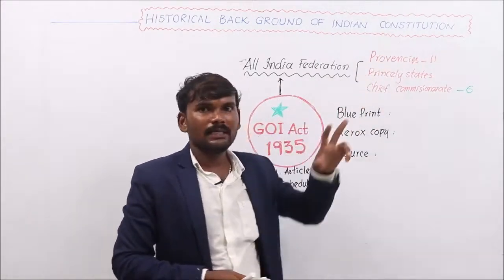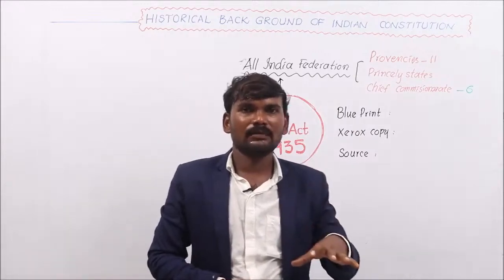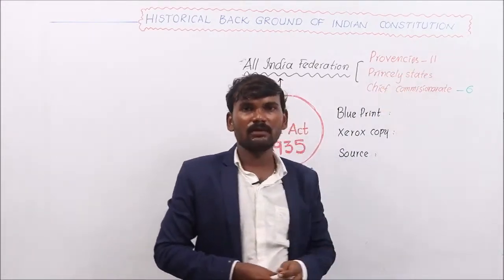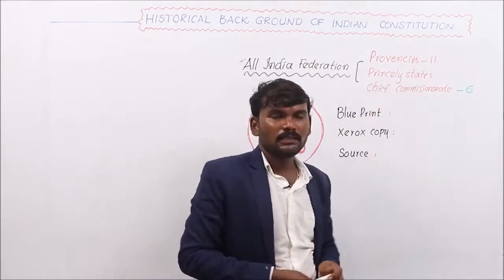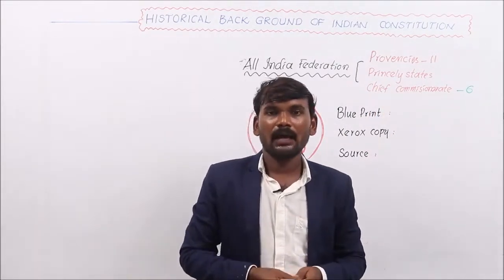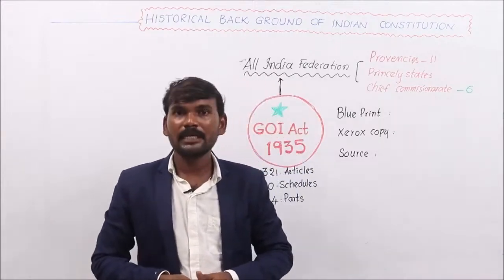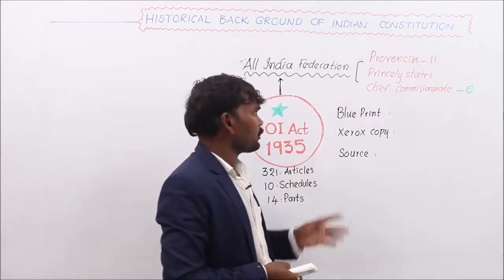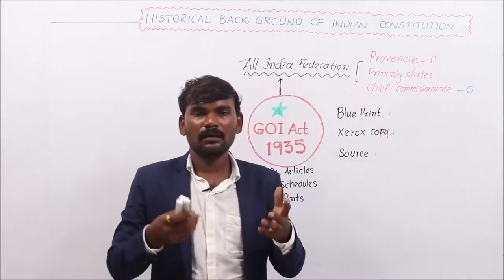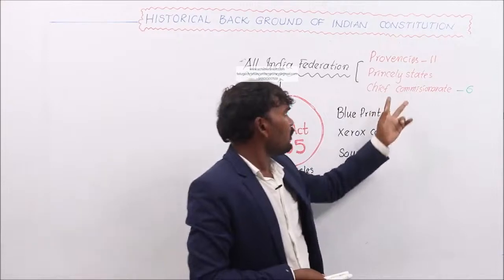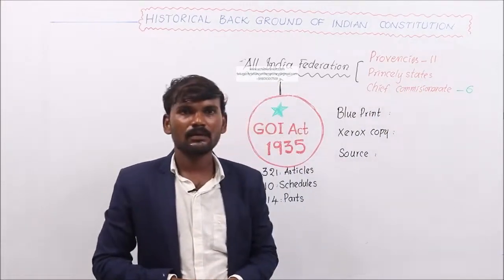A province is nothing but a state which is administered by the governor with the help of the Council of Ministers. There were 11 provinces at the time of the 1935 Act. Princely states are annexed territories which are under the control of the British Empire and ruled by native Indians, native Zamindars, native kings. There were nearly 560 plus princely states at the time of this act. Chief commissionerates are like union territories, which are directly governed by a specific officer. There were 11 provinces, 6 chief commissionerates and 560 plus princely states.